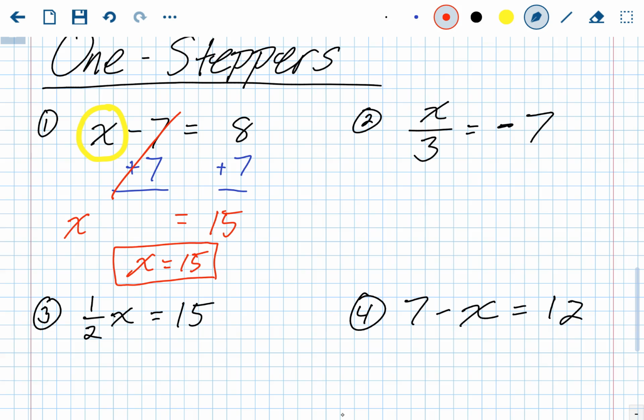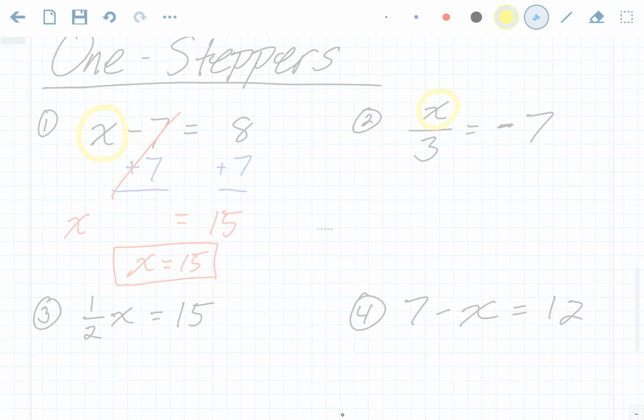Well, second one. Second one is x over 3 equals negative 7. Now remember, in algebra, instead of using the division symbol, we use a fraction. Okay. So we find our variable, and it's x over 3, which is the same as x divided by 3. To get rid of a division, you use multiplication.